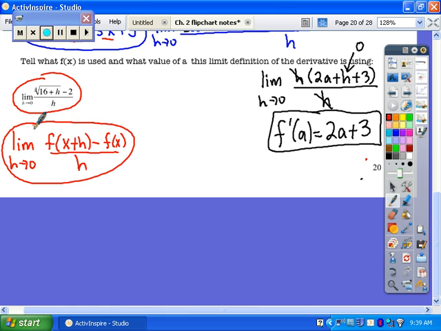If I look in this case then, and I'm trying to match this up, what do you think my x value is going to be? If you were to take a guess.